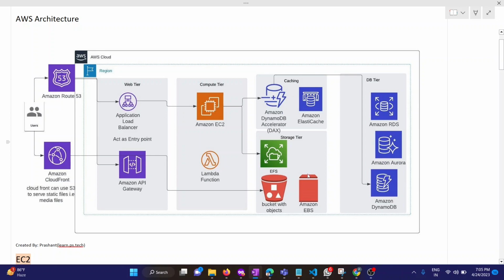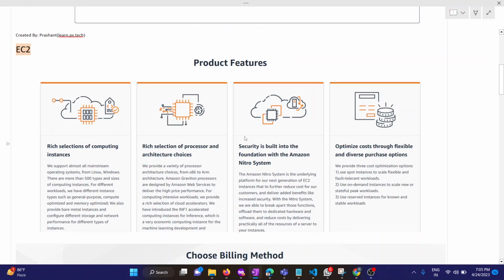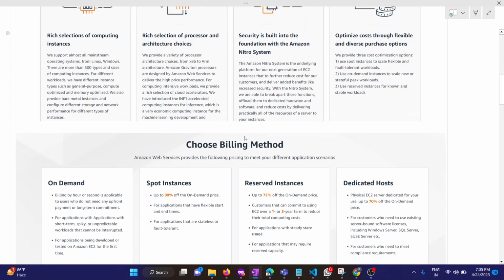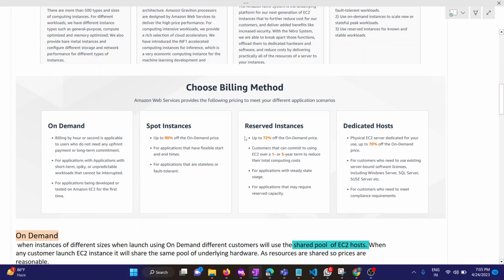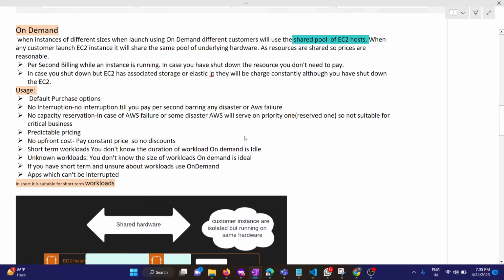Now comes the four main EC2 instance types. These are the product features, we have already read them, but you can pause and read them, not much. These are the four types of AWS EC2 instances. I have taken this snapshot from Amazon only, so you can check there. Now comes the main part which I am trying to explain here.